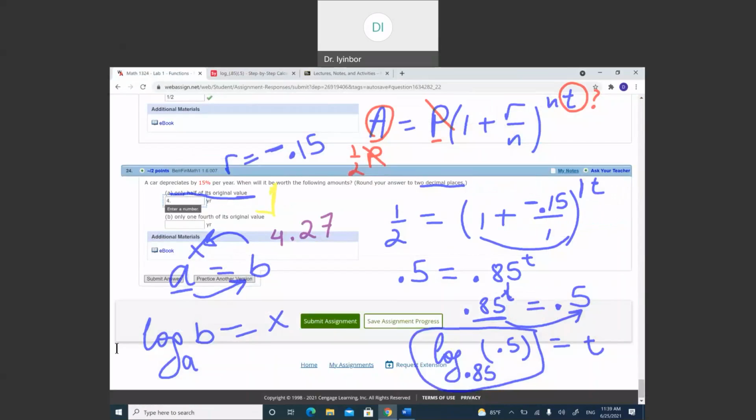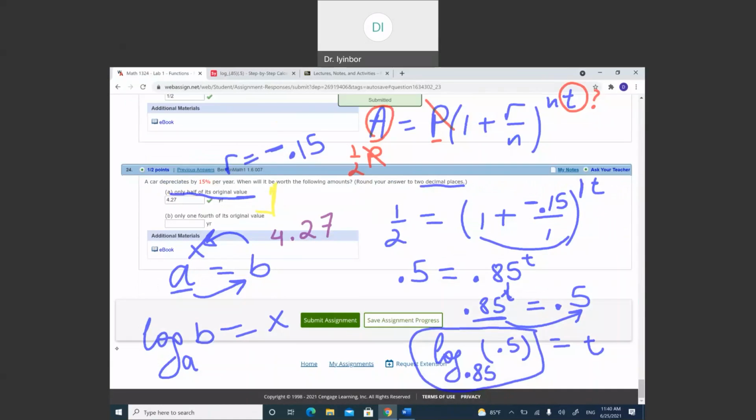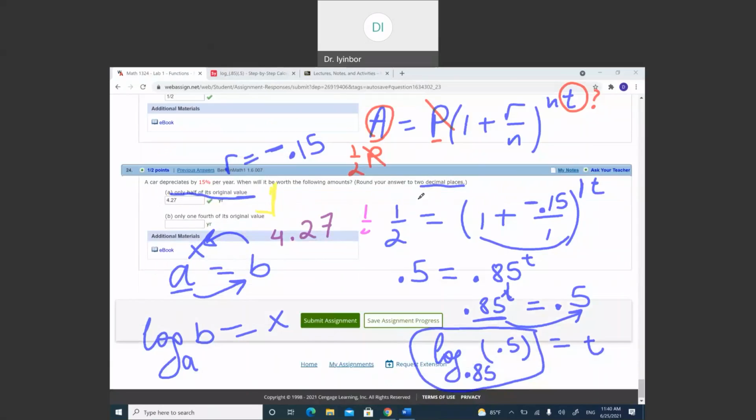And then the other one is the same way, just instead of 1/2, you have 1/4 of the original price. So you're doing everything the same way. The only difference is that instead of 0.5, 1/2 of the original, it should be 1/4. So you're going to change 1/2 to 1/4. And 1/4 is actually 0.25. So the only difference is this number. Instead of 0.5, it's going to be 0.25. Everything else is the same.